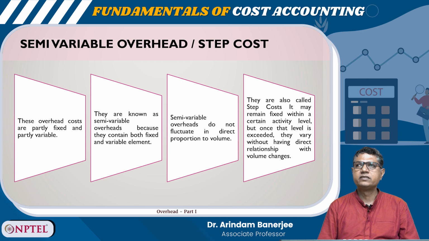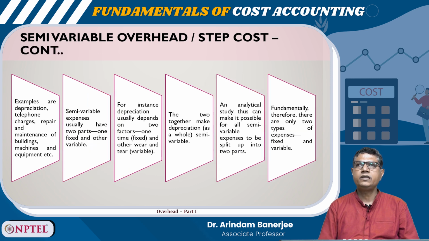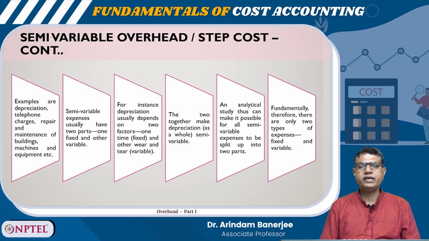It may remain fixed within a certain activity level, but once that level is exceeded, they vary without having direct relationship with volume changes. Examples are depreciation, telephone charges, repair and maintenance of buildings, machines and equipments, etc. They have usually two parts. One is fixed, the other one is variable. For instance, depreciation usually depends on two factors, one time and the other wear and tear. The two together make depreciation as a whole and the semi-variable.